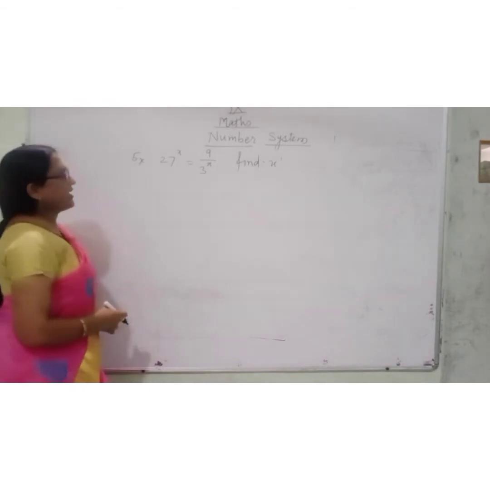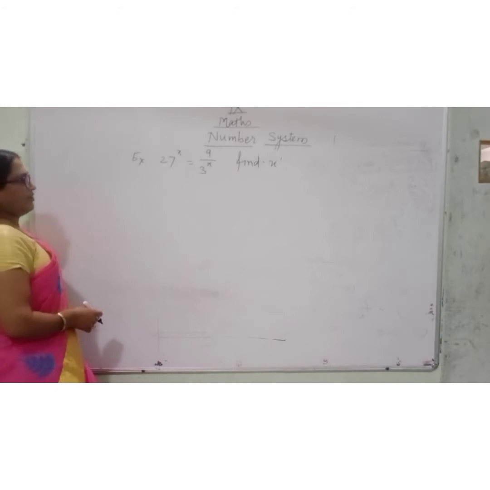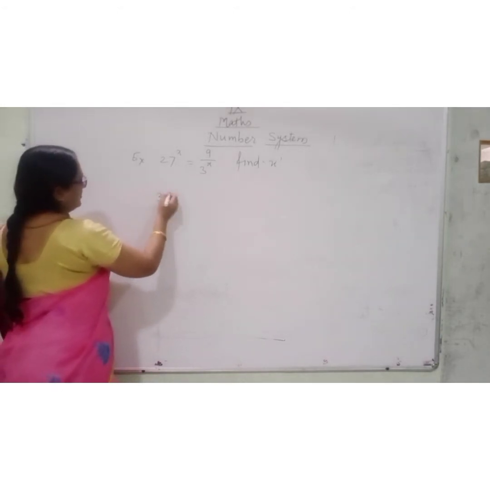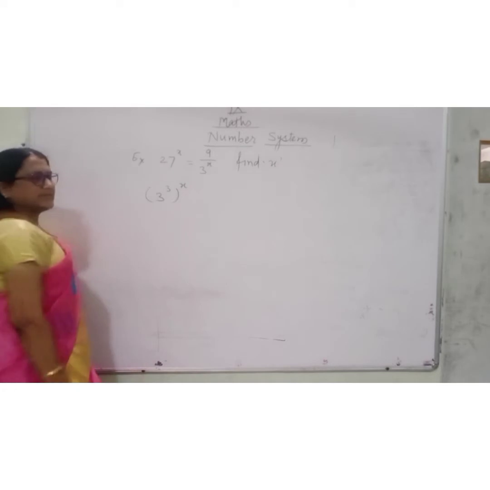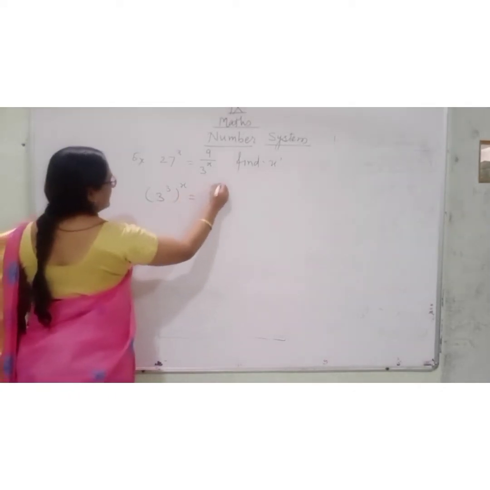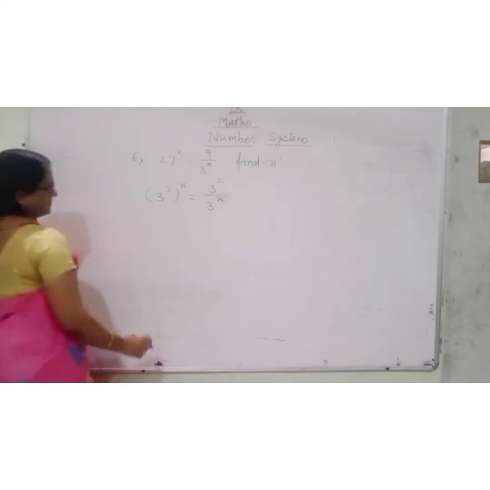27 raised to the power x is equal to 9 upon 3 raised to the power x. Then find x. Okay, so 27 means 3 raised to the power 3. 27 is the cube of 3. And here we can write 9 means 3 square, divided by 3 raised to the power x.